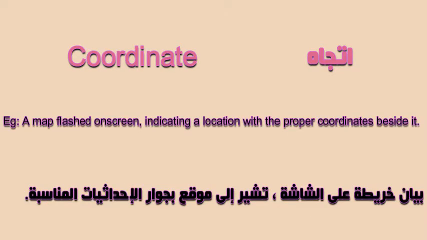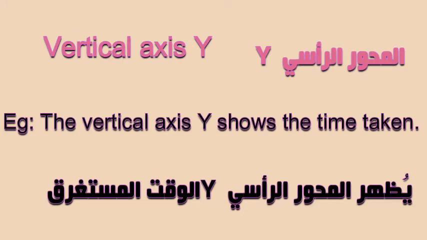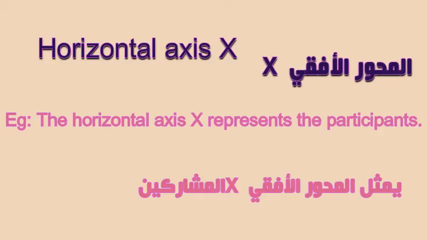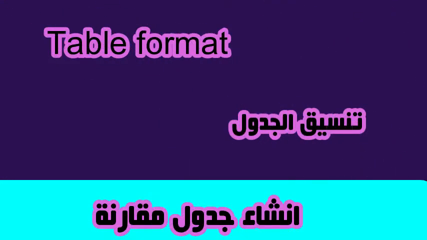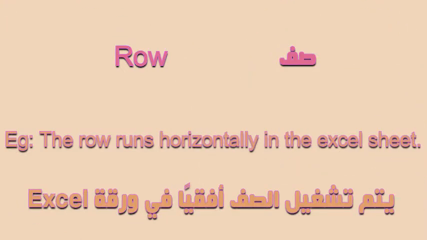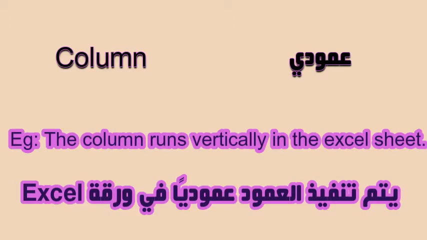Coordinate. A map flashed on screen, indicating a location with the proper coordinates beside it. Vertical axis Y. The vertical axis Y shows the time taken. Horizontal axis X. The horizontal axis X represents the participants. Table format. Row. The row runs horizontally in the Excel sheet.